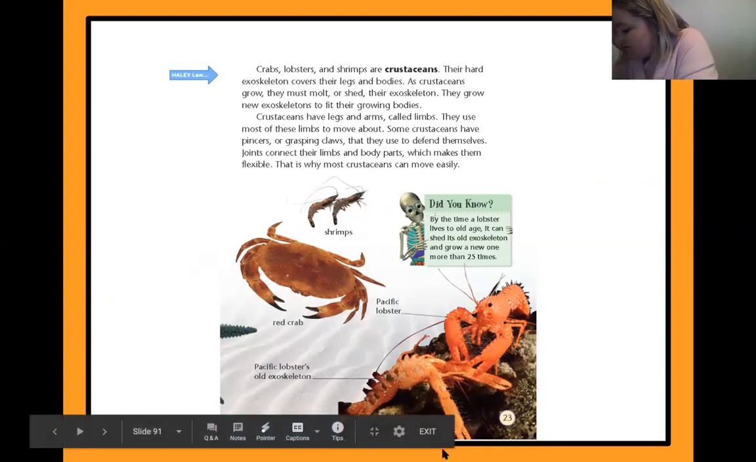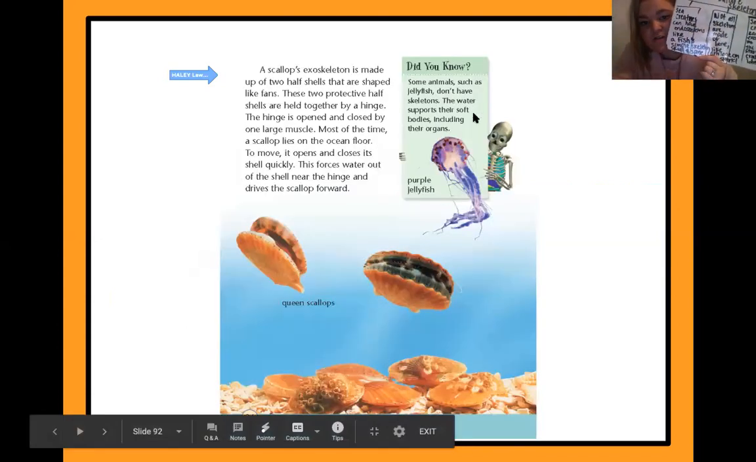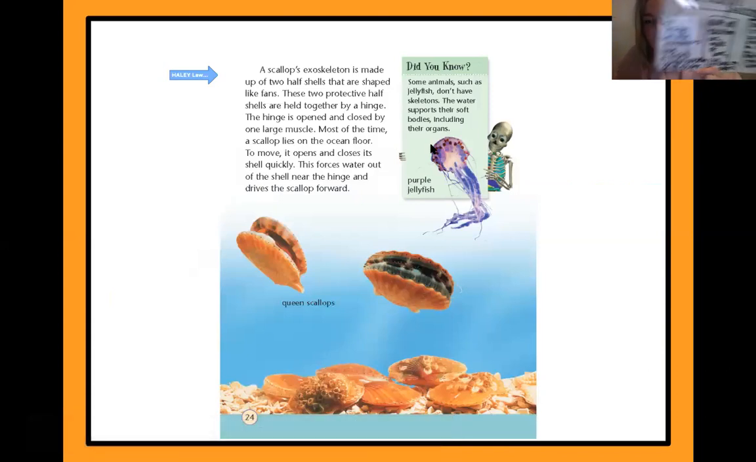And then if we wanted to get crazy, you could even add a fourth box because we also learned from this jellyfish that some don't have skeletons at all. The water helps it live without a skeleton.